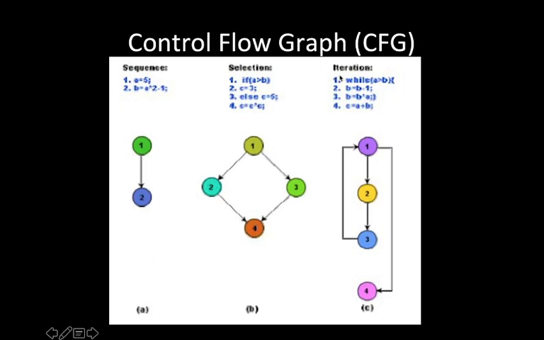Then if it is iteration, then while A greater than B, this is iterating. All these three statements have to be iterated, A greater than B, B equal to B minus 1. So in every program we have three sets of statements: sequence, selection and iteration. We have to represent all the programs using the control flow graph, with sequence, selection and iterations.